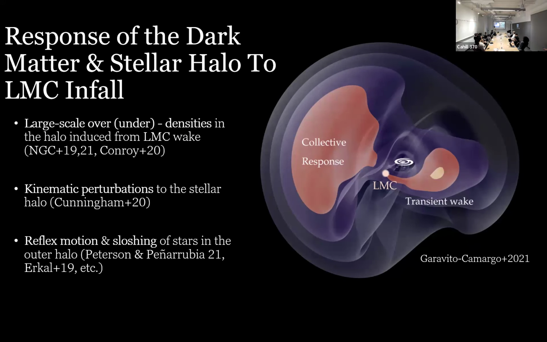And these enhancements are quite significant. In the transient wake, you can find enhancements on the order of 30 to 40%, and in the collective response, on the order of 10 to 20% enhancements. And so this has led to a number of observational predictions of how this would affect the observable tracers of the halo, such as looking for signatures of this dipole response in the stellar halo, or collections along this transient wake.